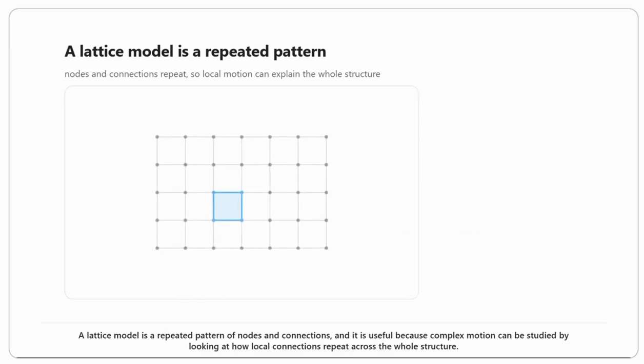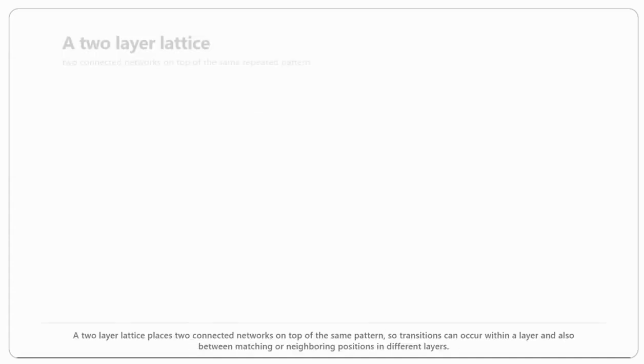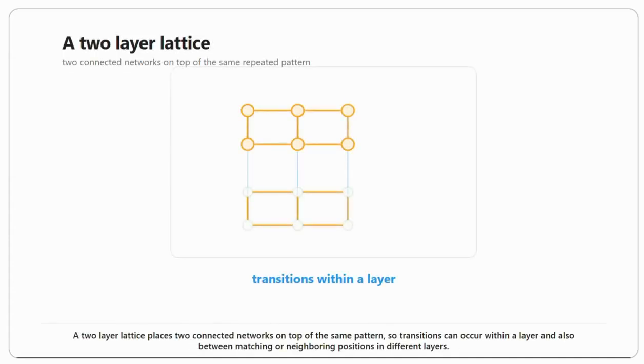A lattice model is a repeated pattern of nodes and connections, and it is useful because complex motion can be studied by looking at how local connections repeat across the whole structure. A two-layer lattice places two connected networks on top of the same pattern, so transitions can occur within a layer and also between matching or neighboring positions in different layers.